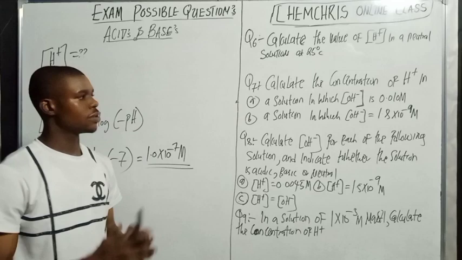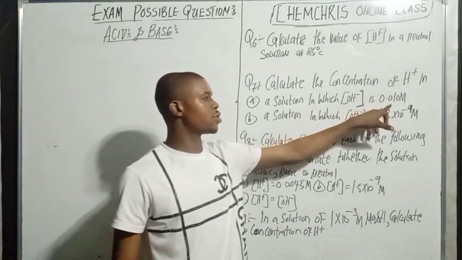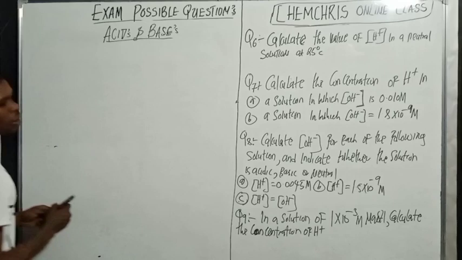So let's look at question 7. If you look at question 7, it says calculate the concentration of H plus in a solution where you have OH minus to be 0.010, and here we have this one to be 1.8 exponential minus 14. So we have two ways we can actually solve this problem.